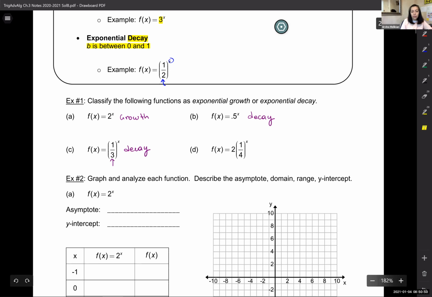What about the next one, growth or decay? Growth. Okay. So who does that x belong to? The x belongs to the 1/4, right? 1/4 is between 0 and 1, so it's decay. Even though there is a 2 here, you ignore that 2, right? Okay, questions?